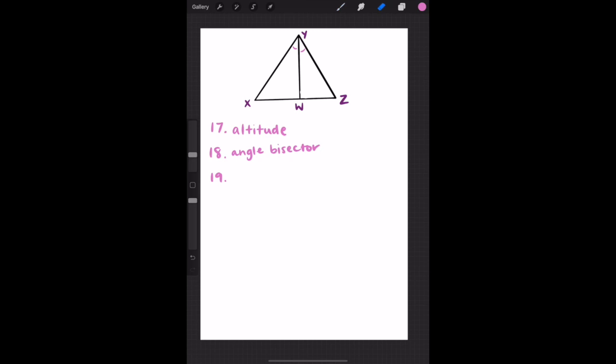For 19, I know that segment XW is congruent to segment ZW. So with those two segments being congruent to each other, that means that my YW has only cut it in half. I don't know anything about angles. That tells me it is a median.